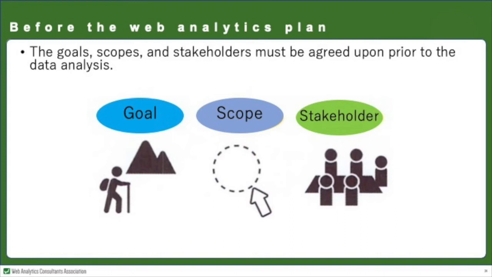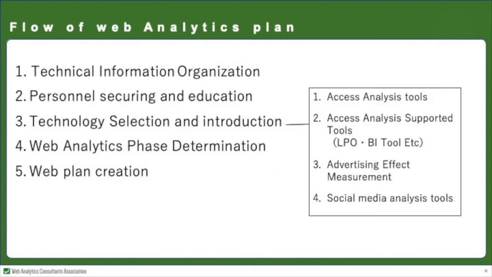Then scope and stakeholders. As I said before, customer business has become so complicated. Therefore, you do not only focus on the webmasters, but also on other key persons, for example the department person, or sometimes even the president of the client. This is a typical flow of how to make a web plan. At first, please confirm the technical information and the client organization, personnel, security, education, etc. I will skip that detail.